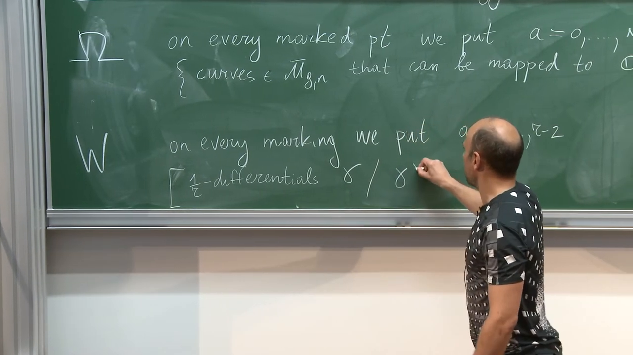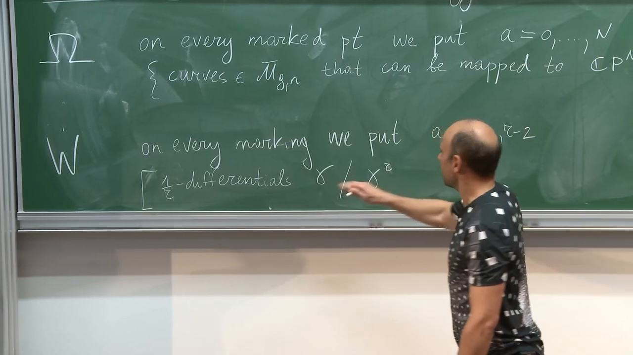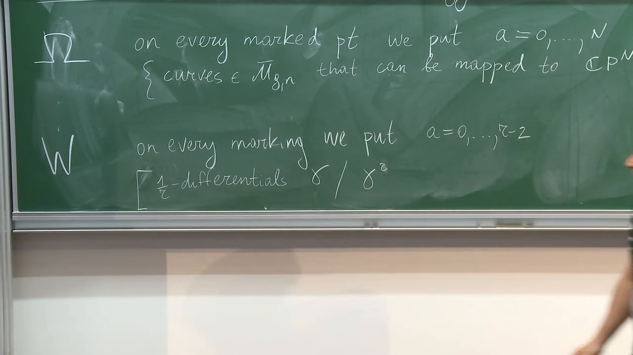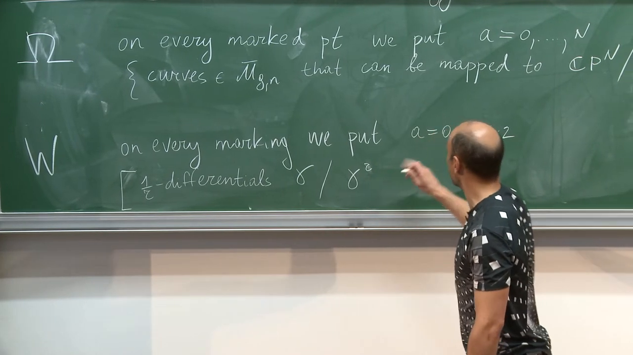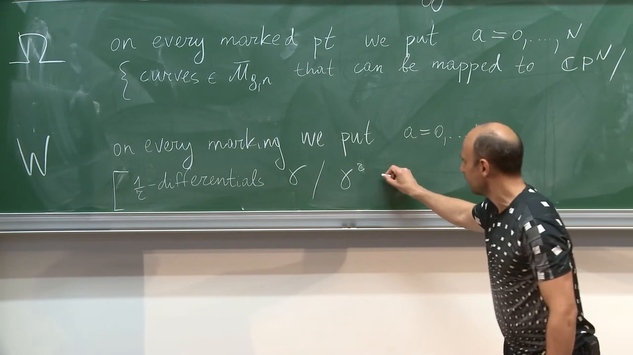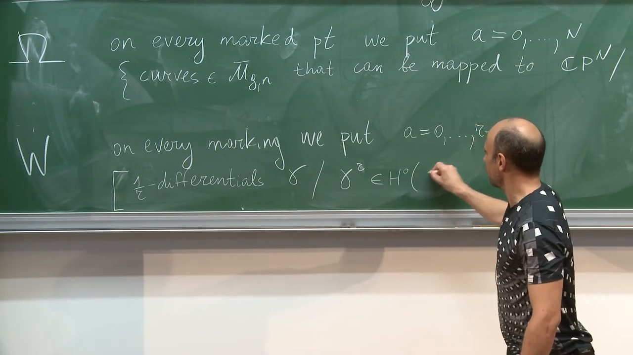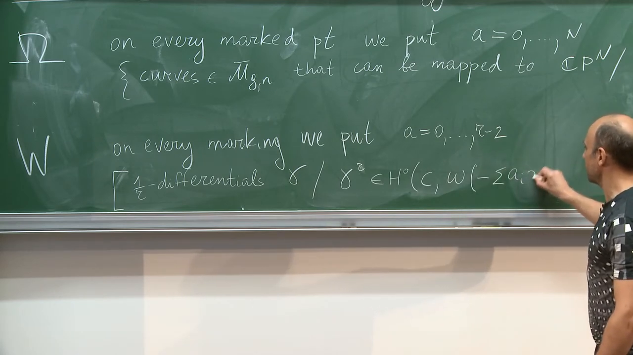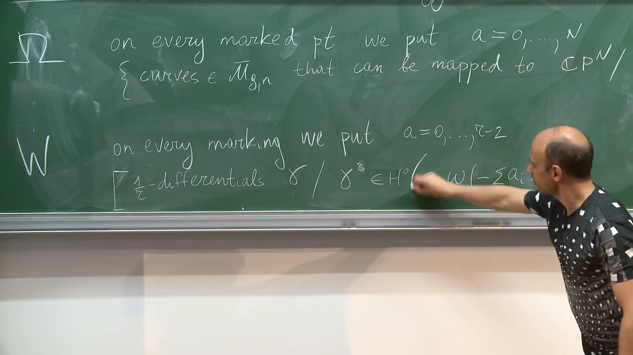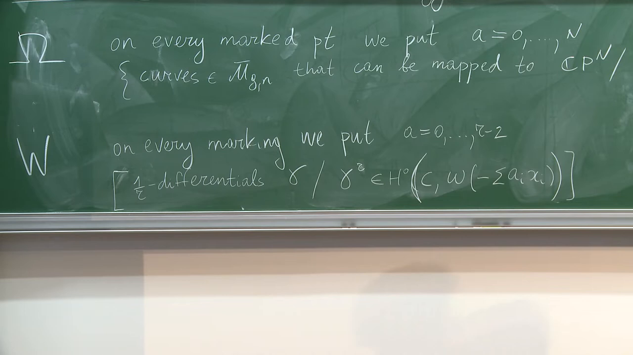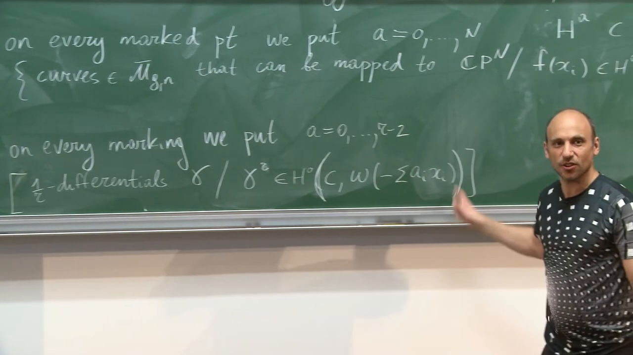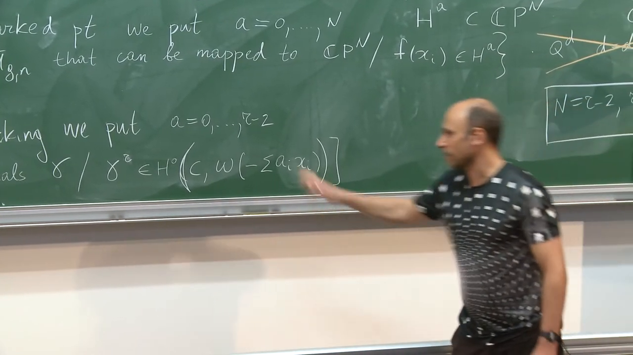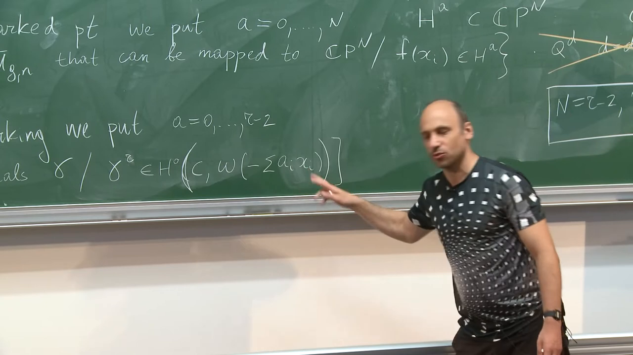Such that gamma to the power r, so if you take a 1 over r differential, gamma to the power r will be a differential. And I want it to have zeros of orders ai at the marked points. So this should be a section of the cotangent line bundle twisted by the sum of ai xi. So it's a 1 over r differential. It is actually a section of a line bundle that is an rth tensor root of this line bundle. Then when you raise it to the power r, you get a section of this line bundle with zeros of fixed orders at the marked points.